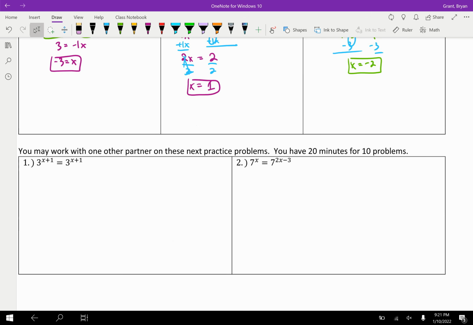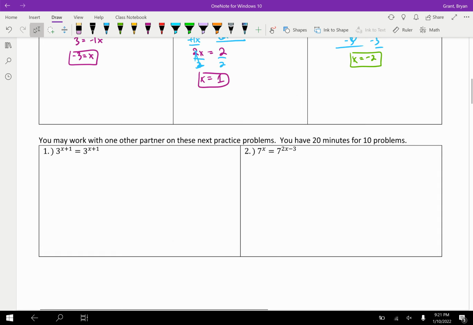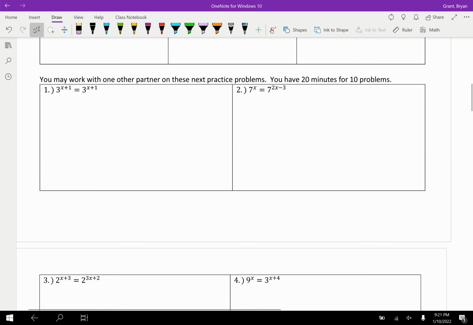Once you are done, make sure you check your answers with your teacher, call them over so they can check your work, and then we are moving on pretty quickly. So, 20 minutes, ready, set, go.